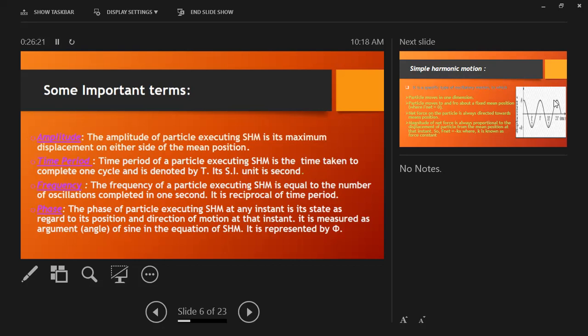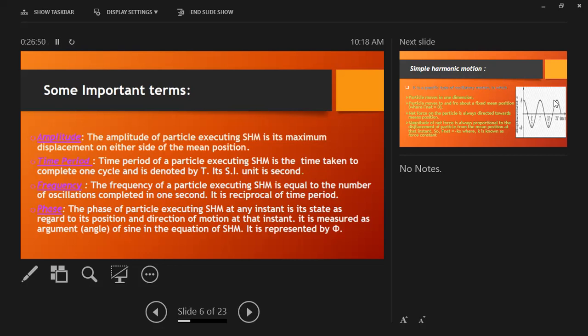Suppose the bob is here, it goes to this extreme, again comes to the other extreme, again comes to the center. This is one oscillation, like a pendulum here. One complete oscillation: start from one end, go to the other end and return. Understood now? So time taken to complete one oscillation is said to be time period.